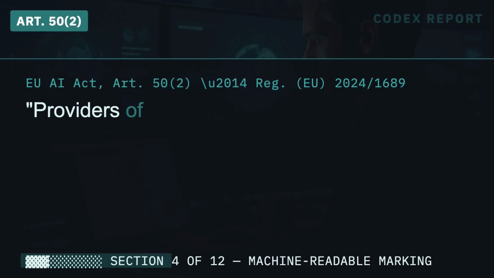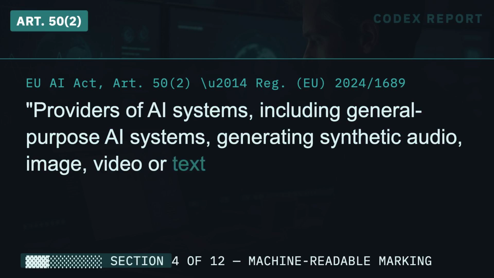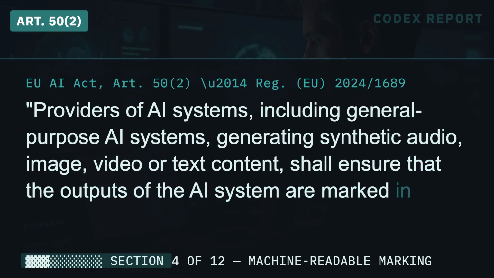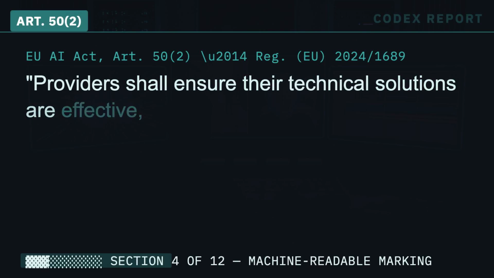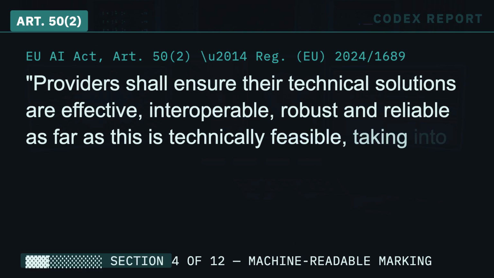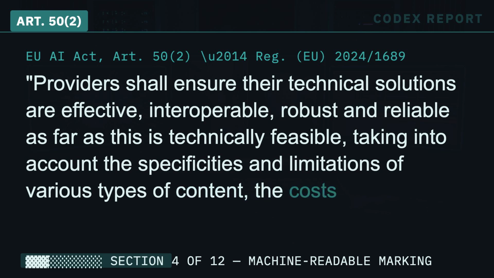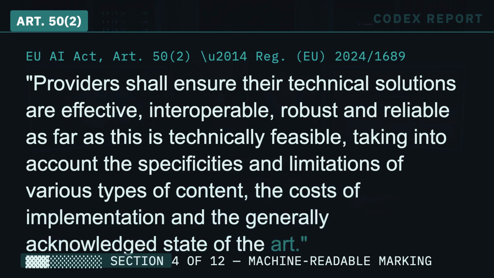Here is the text. Providers of AI systems, including general-purpose AI systems, generating synthetic audio, image, video, or text content, shall ensure that the outputs of the AI system are marked in a machine-readable format and detectable as artificially generated or manipulated. Providers shall ensure their technical solutions are effective, interoperable, robust, and reliable as far as this is technically feasible, taking into account the specificities and limitations of various types of content, the costs of implementation, and the generally acknowledged state of the art, as may be reflected in relevant technical standards.